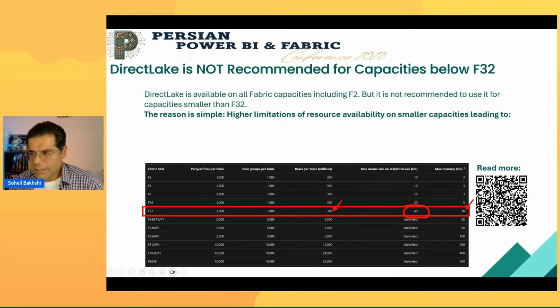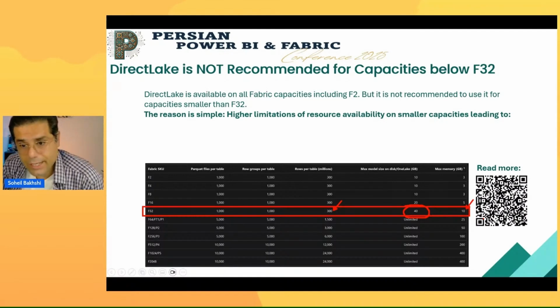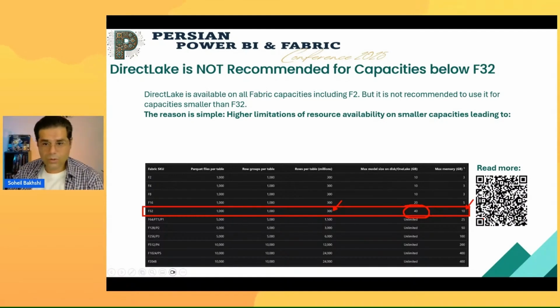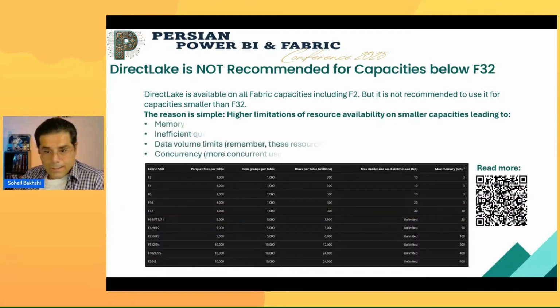So if you want to try and learn DirectLake, definitely go for it and use smaller capacities. But if you want to productionize it, to implement it for production, it is not really recommended to go with capacities smaller than F32. And F32 is actually the edge, the absolute edge that you can think about productionization. And let me move forward.